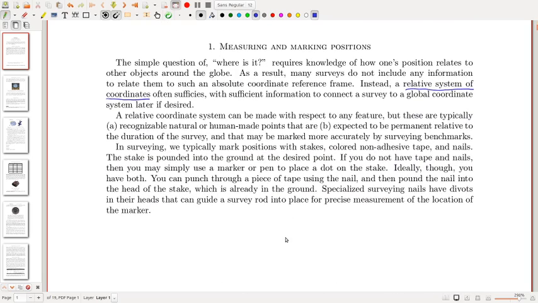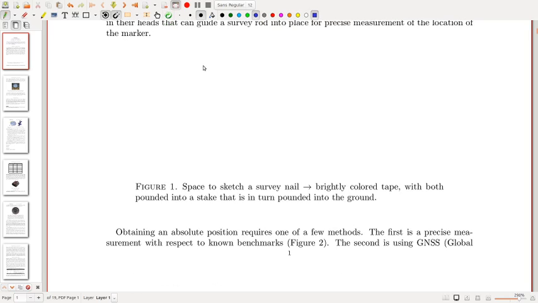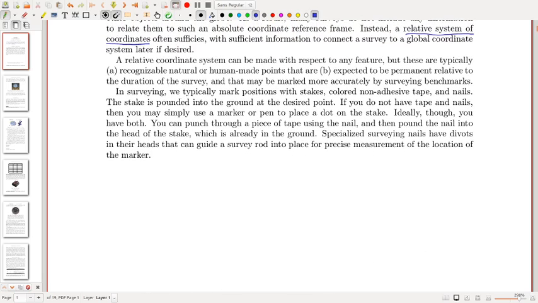So we can make this relative coordinate system with respect to any feature, but typically we're focusing on something that's recognizable, right? So we can see it again, and something that's expected to be permanent. So for example, a tree might not be the greatest because trees grow and trees get blown down in storms. However, the top of a large prominent boulder might be a good point, or a large stone building. So in surveying, if we're trying to mark a position on the ground, which is also often a good spot, we'll mark it with some survey stakes.